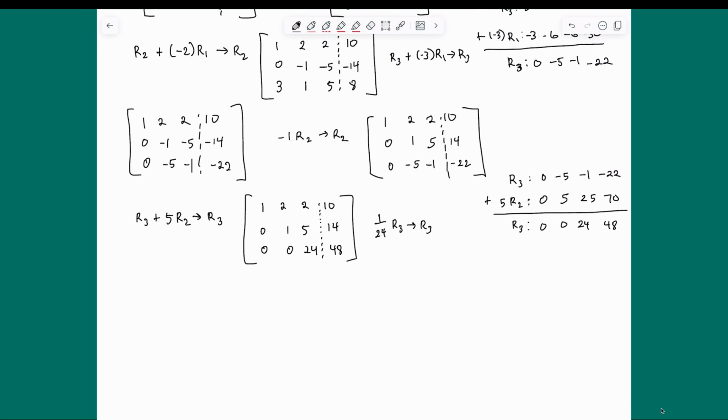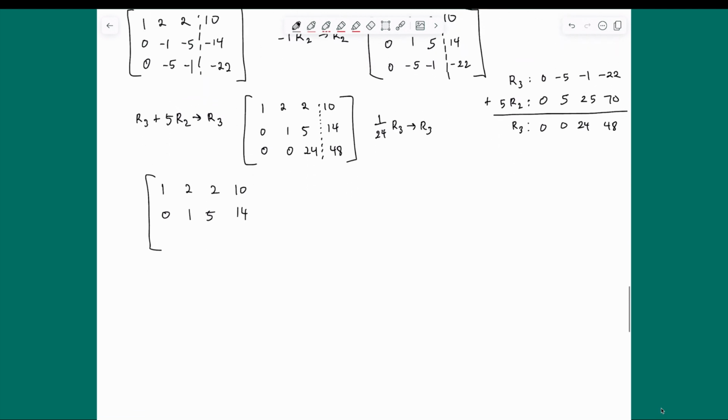Alright, so doing so will give me, well, the first row stays the same: 1, 2, 2, 10. Second row stays the same: 0, 1, 5, and 14. And then, of course, the next row would be 0, 0, 1, because we multiply by 1/24. 1/24 times 0 is still 0. But then 24 times 1/24 is 1, and 48 times 1/24 is 2.